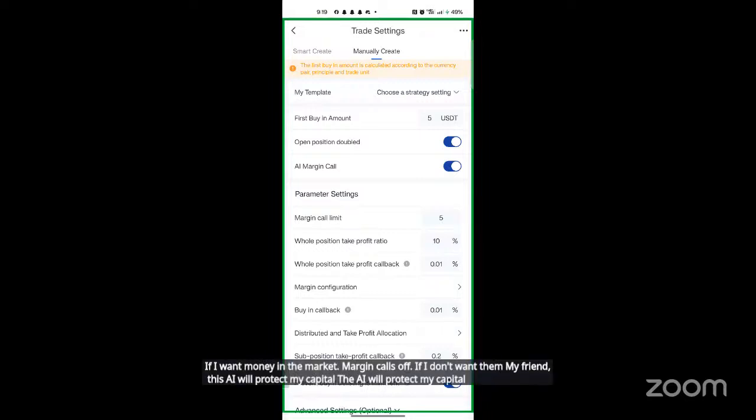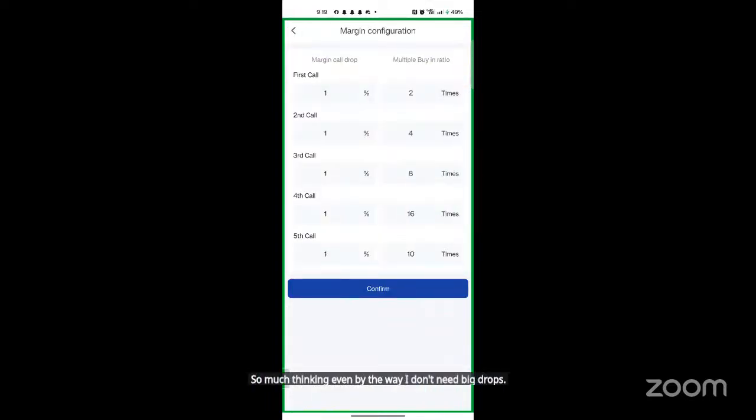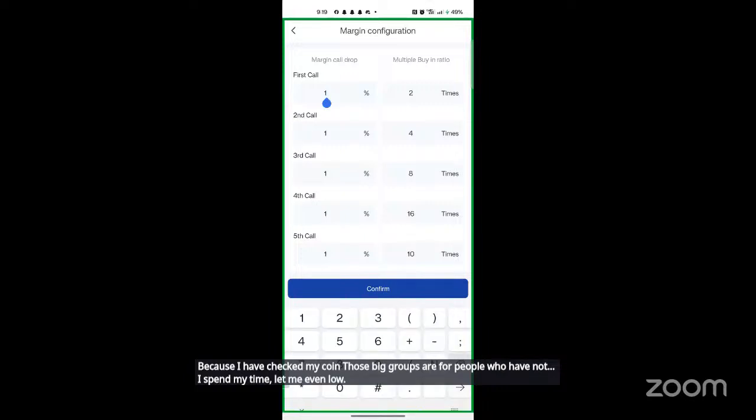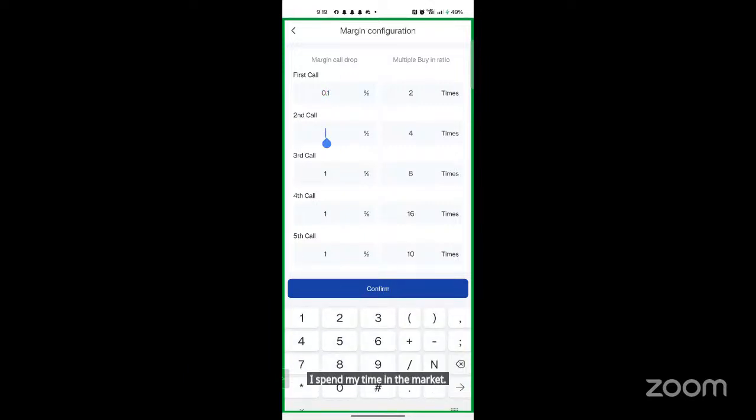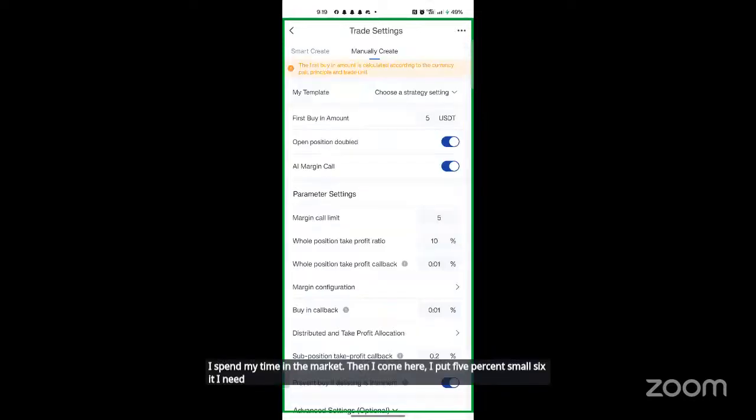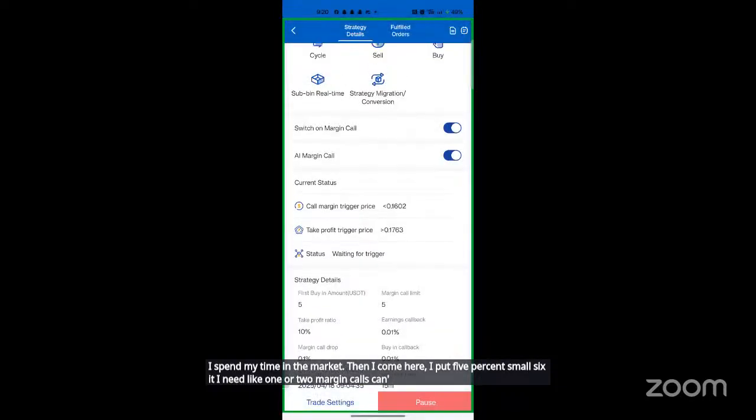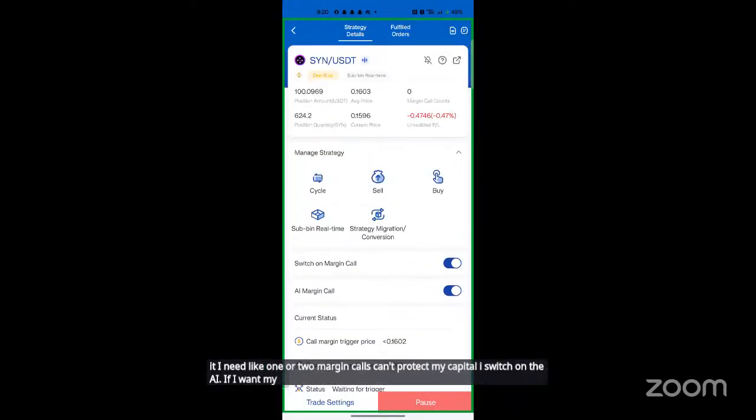So, me, I don't have reasons for 60, 50, so much thinking. Even by the way, I don't need big drops because I have checked my coin. Those big drops are for people who have not. I spend my time in the market. Then I come here, I put it 10, 5%. I need like one or two margin calls. If I want to protect my capital, I switch on the AI. If I want my capital on the market, AI off.